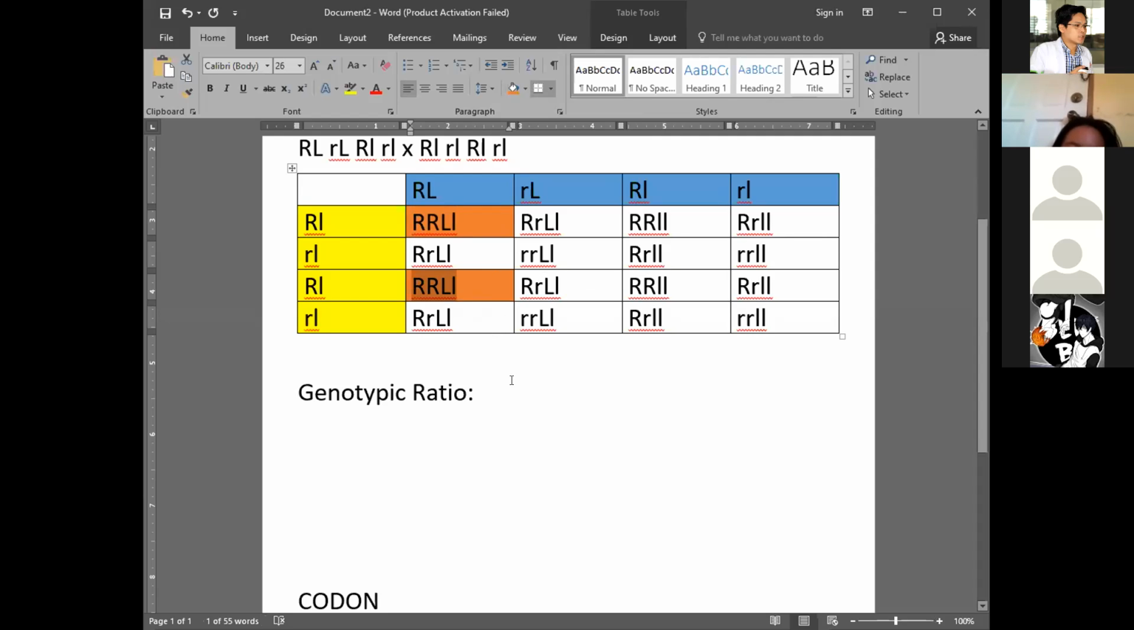That's how you count the genotypic ratio. You were now looking at the top.